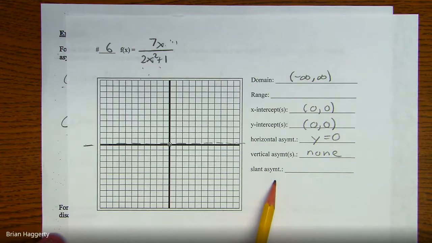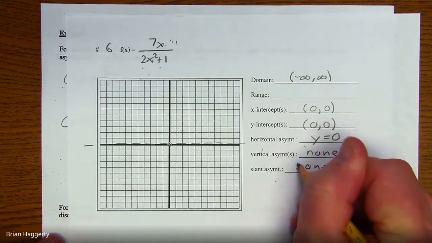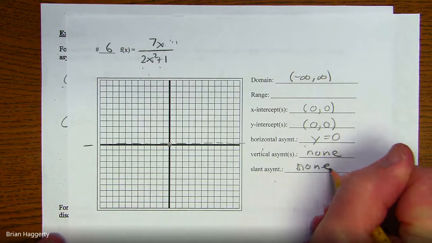You can't have a slant asymptote and a horizontal asymptote in the same problem. So as soon as you identify a horizontal, you can't have a slant. The ones with the slant we're going to address Monday.